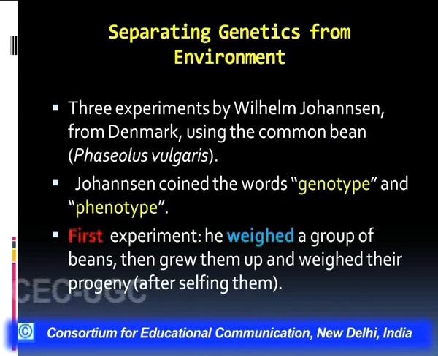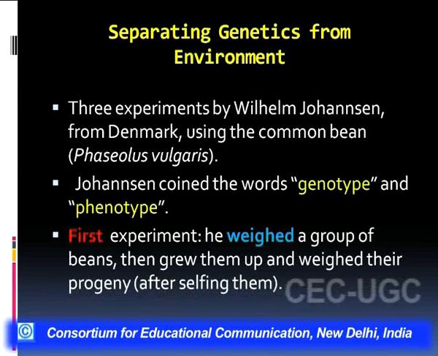Johansson was the person who also tried to separate the role of environment from genetics, because he appreciated the terms phenotype and genotype. He was the person to have suggested that the phenotype of an individual would depend on its genotype, no doubt, but then the environment will also have a significant role to modify what is present in genes.